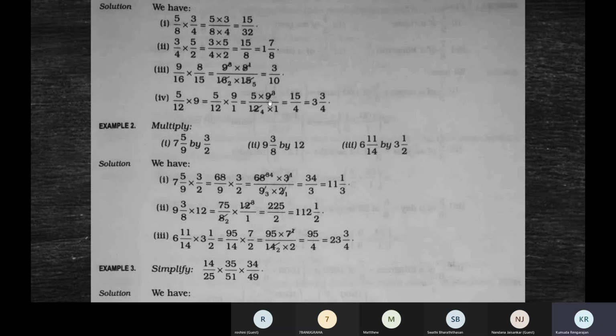Now, nothing else is possible. You cannot simplify anything else by the same table. So we will multiply 5 into 3, not 5 into 9, 5 into 3, 15. 4, this 4 into 1, 4. 15 by 4 is an improper fraction. Write it as a mixed fraction. All right.